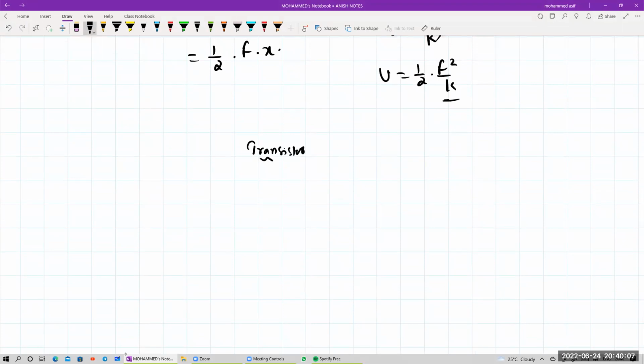Transistor circuit problems chapter. Like, for example, transistor as a switch. Very important area for JEE Mains. Transistor as a switch.